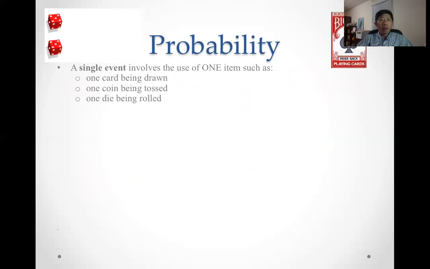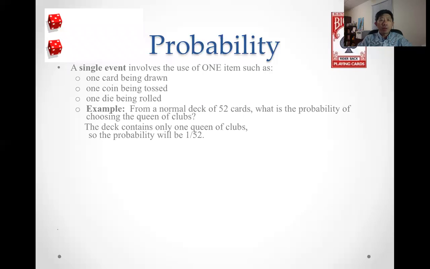Now next, single event. A single event involves the use of one item, such as one card being drawn, one coin being tossed, or one die being rolled. For example, from a normal deck of 52 cards, what is the probability of choosing the queen of clubs? The deck contains only one queen of clubs, so the probability will be 1 over 52, right? The total is 52, and the chance to get it is 1. So therefore, 1 out of 52, right?